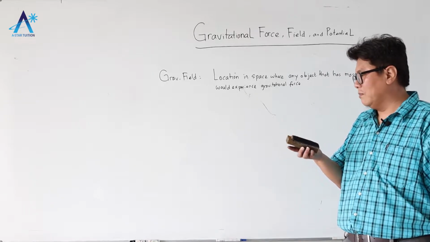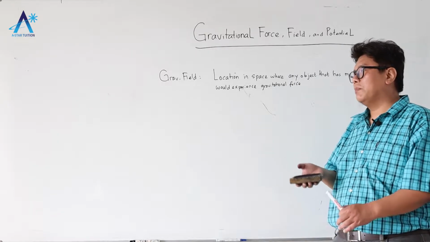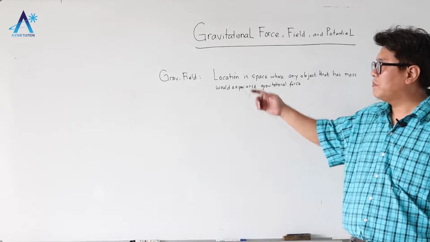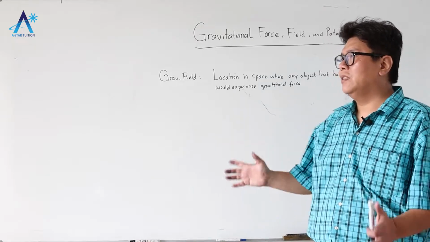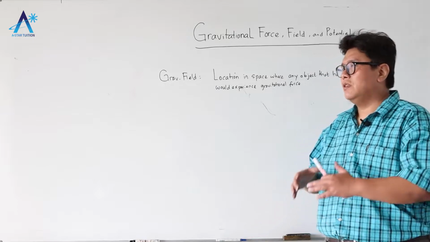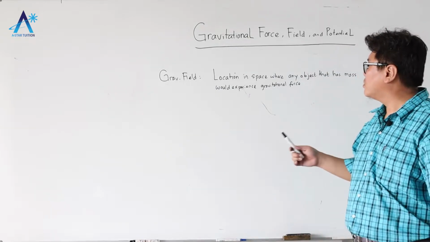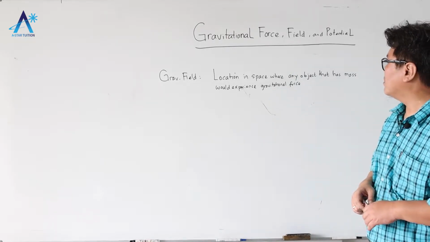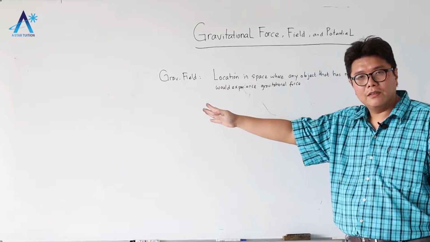This eraser, if you let it go, what happens? It will fall down. That is because of the gravitational field produced by our Earth. And remember, Earth is actually a very large object with a tremendous amount of mass. So therefore, it produces a gravitational field. Okay, so a location in space where any object that has mass experiences gravity, that's gravitational field.